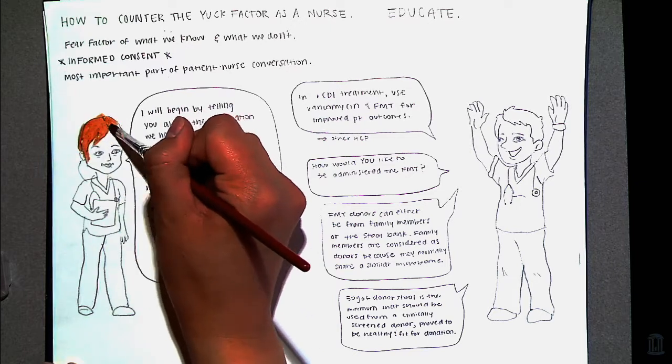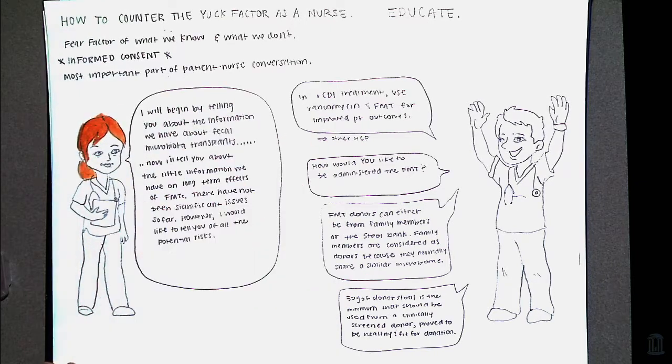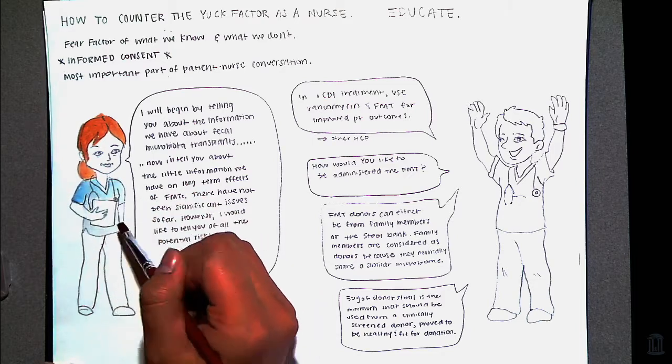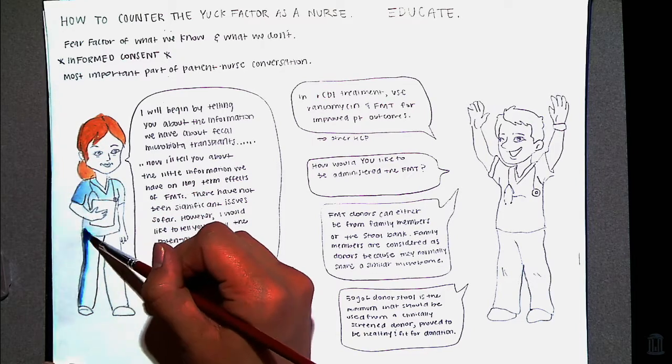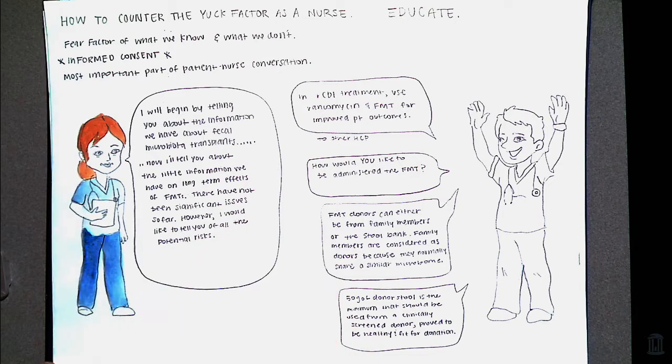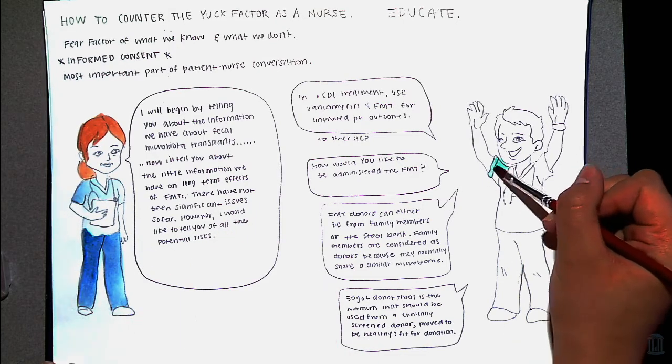Now, here are some helpful guidelines to think about in regards to FMT. In recurrent C. diff treatment, use vancomycin and FMT for improved patient outcomes. Make sure the patient knows everything that they need to know about FMT administration and their preferred route of administration.